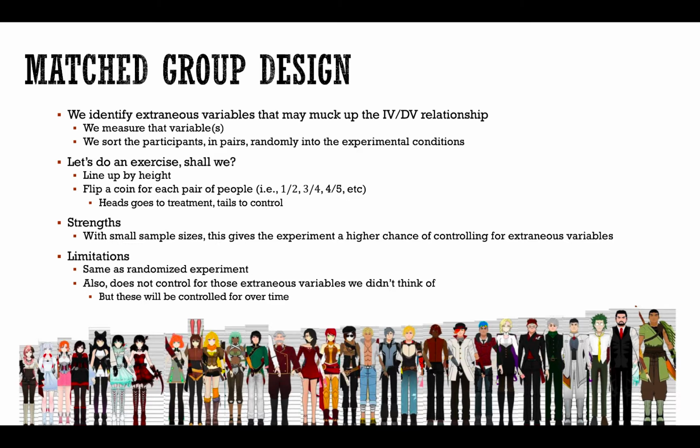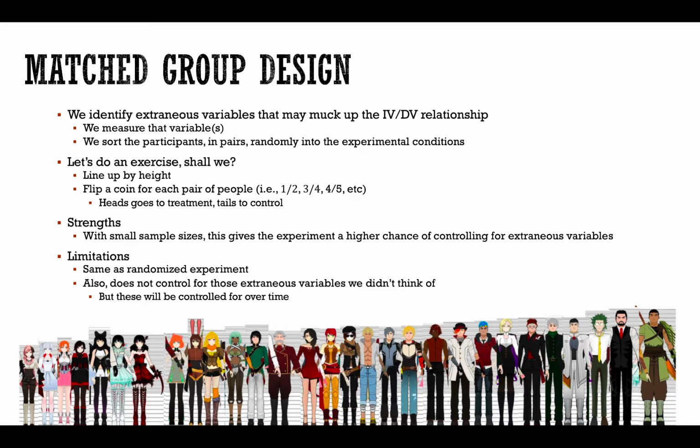And then we have the matched groups design. The idea here is we identify an extraneous variable that may muck up the IV and DV relationship. Then we measure that variable, and we sort the participants in pairs, randomly into the experimental conditions. There's an exercise for this. It would be nice if we could do it here, but we can't, so we're going to do that in class. The strength of this is that with small sample sizes, it gives the experiment a higher chance of controlling for extraneous variables. Limitations are the same as randomized experiments, meaning that on average this will work, but it may not necessarily work in this particular instance, and it requires replication.